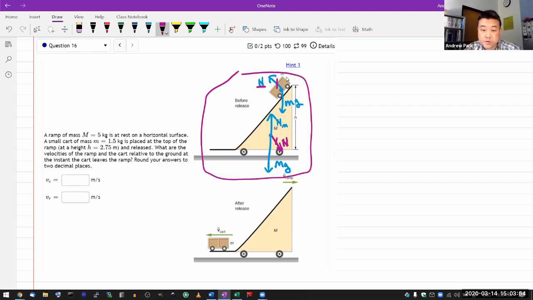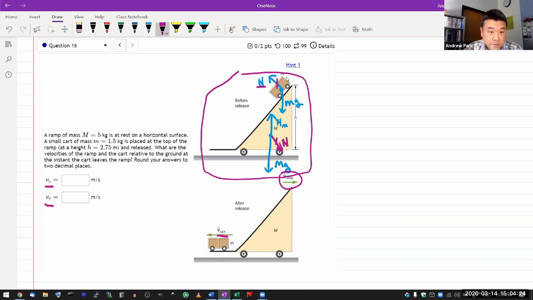That's why you have this ramp moving to the right, and you cannot ignore that. So in trying to solve for these two velocities, velocity of the cart and velocity of the ramp, we are going to need to use a problem-solving strategy where we recognize both of those conserved quantities, energy and momentum.